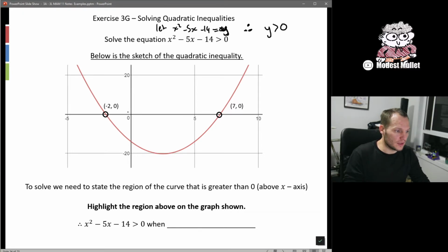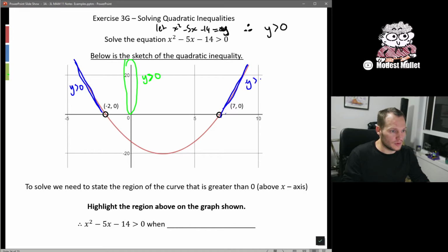Well, greater than 0, all my y values are whenever my y values exist up here. That is y greater than 0. When does my line have that region? Well, the line here, all of those points, y is greater than 0. All the coordinates along the line here, y is greater than 0.